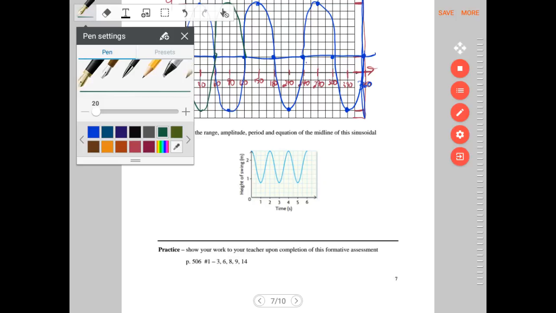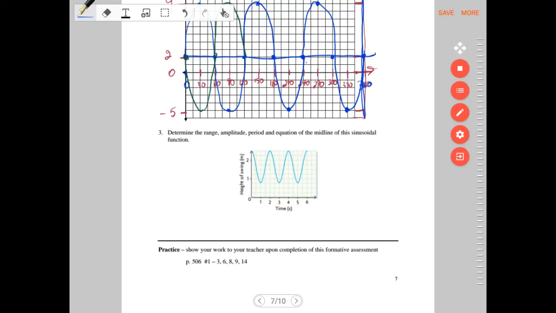All right, example number 3 says to determine the range, amplitude, period, and equation of the midline of the sinusoidal function. So pretty much the same as example 1. Okay, so range, we'll start with that, is equal to the min. So the min, these look like they're 0.25s. 0.25, 0.5, 0.75, yep. So my min then is at 0.75, less than or equal to y, less than or equal to, and my max, so that's 2, 2.25, 2.50.